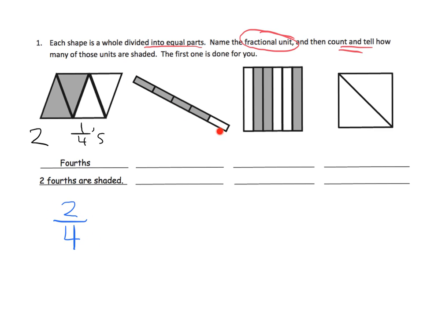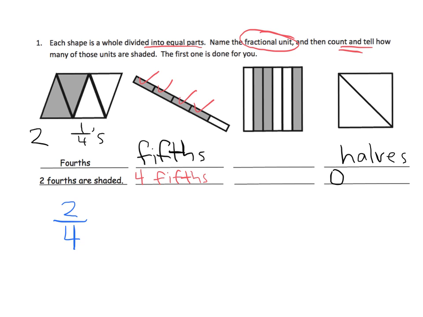All right, so now let's look at this one. Well, it's been cut into 1, 2, 3, 4, 5, so that's 5ths. And let's see, 1, 2, 3, 4, 4/5 has been shaded in. All right, so let's skip all the way to this sneaky one over here. Well, it's been cut into 1/2, and 0/2 has been shaded in.